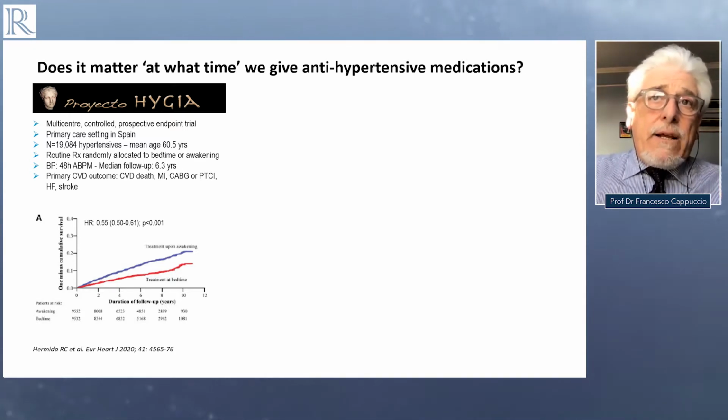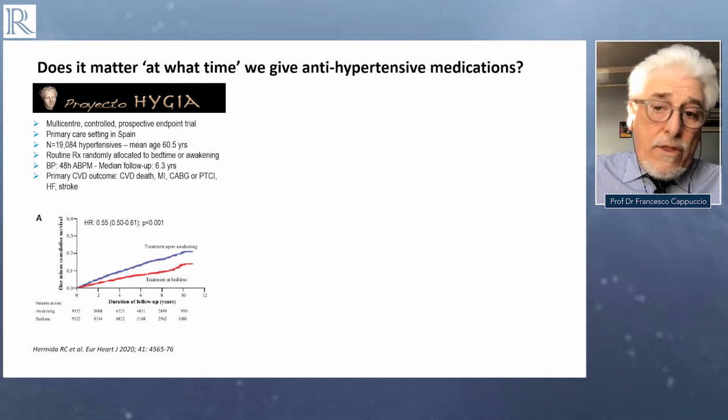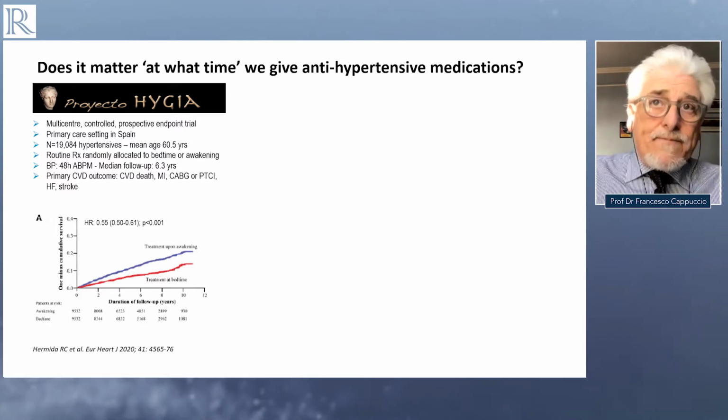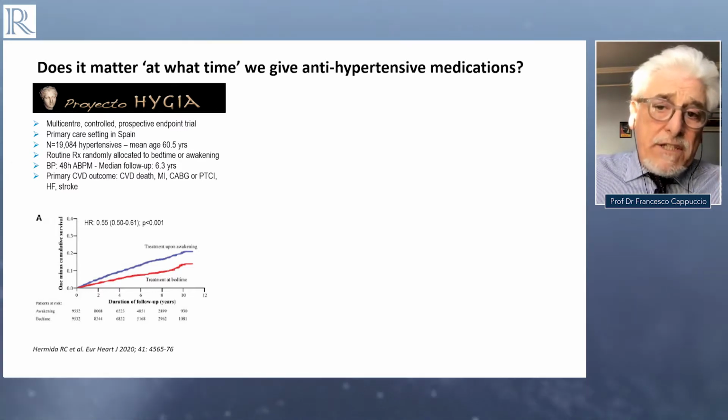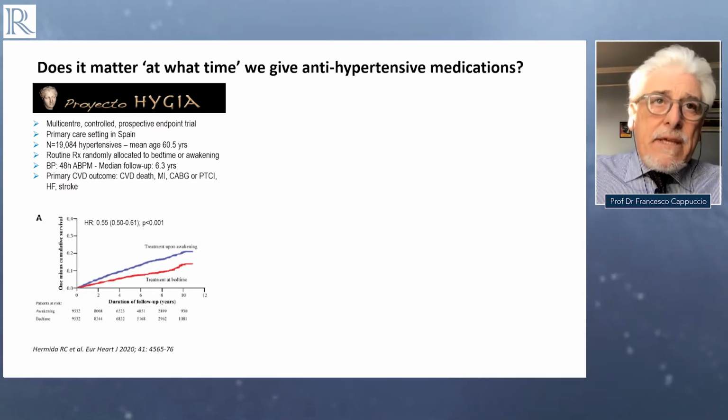reported controversially that the group of patients who were given tablets before going to bed had a greater average blood pressure reduction with 24-hour monitoring by 3.3 over 1.6 millimeters of mercury compared to those being dosed in the morning. But there was no difference in daytime blood pressure. And that's the first controversial issue.